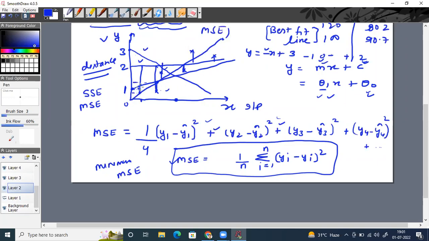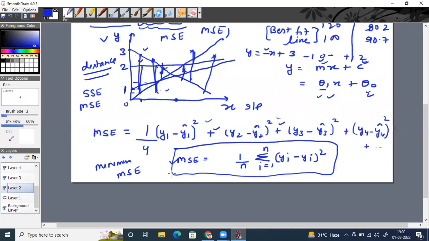If I take this other line, we'll compute the distances again, the same process, each point with this line. So it will give a different MSE this time, right? If we change the value of theta 1 and theta naught, I will get a different line, and the distance of your actual points from these lines will be different. So we'll get a different MSE all the time.